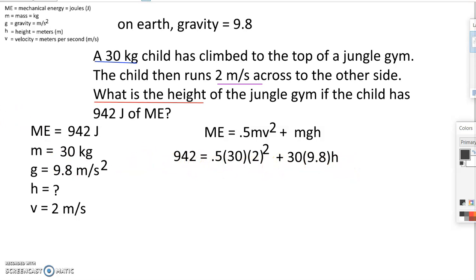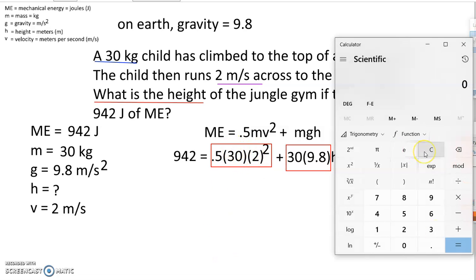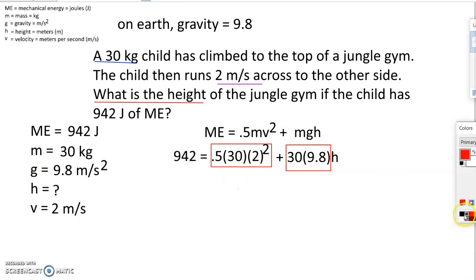Now let's start to solve. The first thing I'm going to do is multiply everything I can. So I can multiply all of this. I can also multiply these two. Let's start with these first numbers. Let me get my calculator. All right, so I'm going to do 0.5 times 30 times 2 squared. 0.5 times 30 times 2, and then don't forget to square your 2. That gives me 60. So I'm going to write that underneath the numbers I just multiplied.